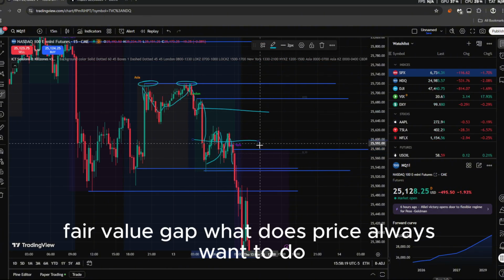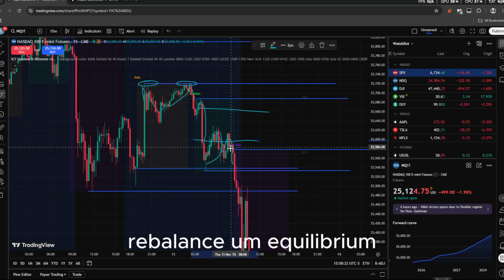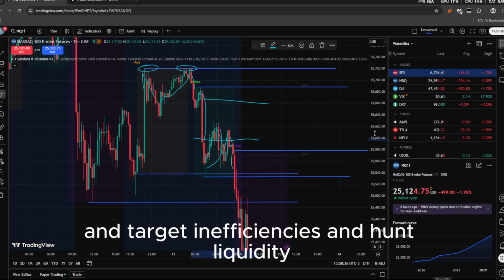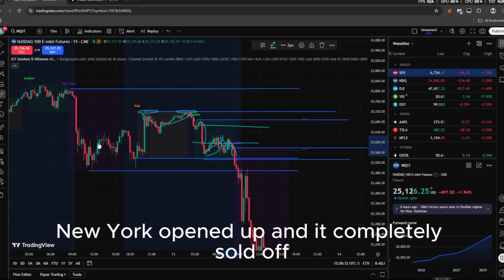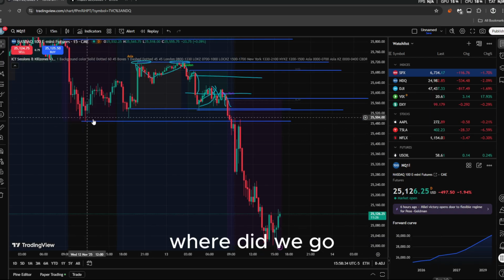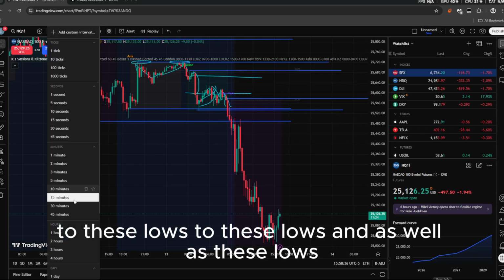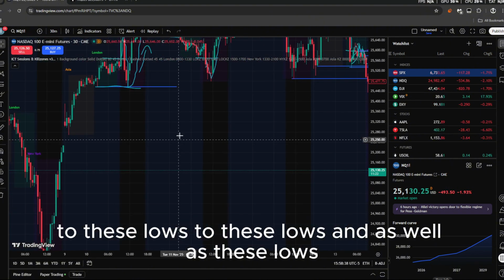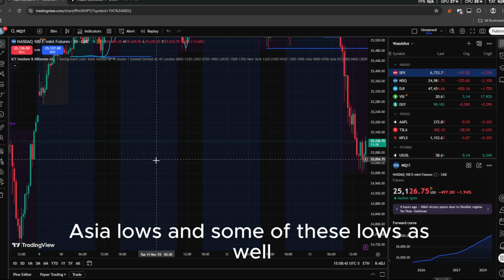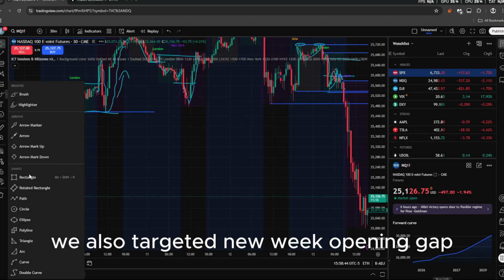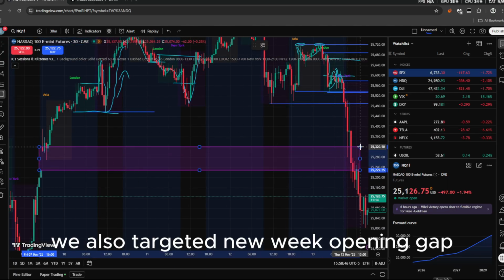Fair value gap. What does price always want to do? Rebalance, equilibrium, and target inefficiencies and hunt liquidity. We rebalanced right here, leg lower. New York opened up and we completely sold off. Where did we go? To these lows, as well as these lows, Asia lows, and some of these lows as well. We also targeted new week opening gap.